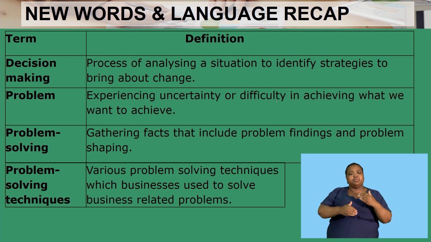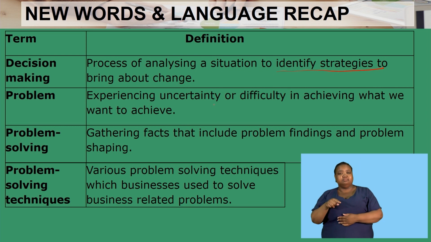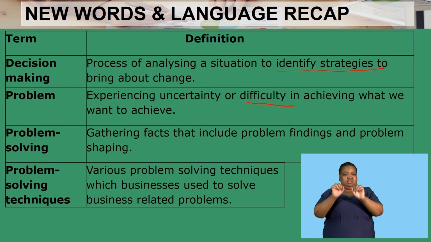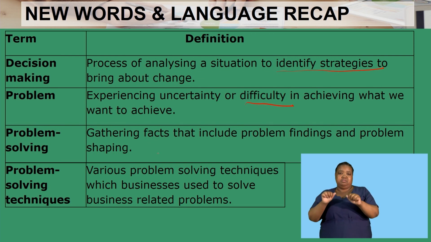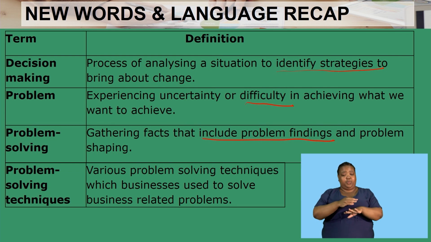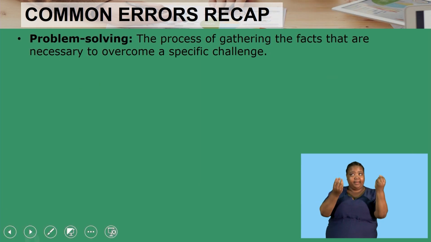We said it's a process of analyzing a situation to identify strategies to bring about change. We look at the problem, which says experiencing uncertainty or difficulty in achieving what we want to achieve. We also looked at problem solving, gathering the facts that include problem findings and problem shaping. We looked at the techniques, problem solving techniques to be exact. We said these are various problem solving techniques which businesses use to solve business related problems.